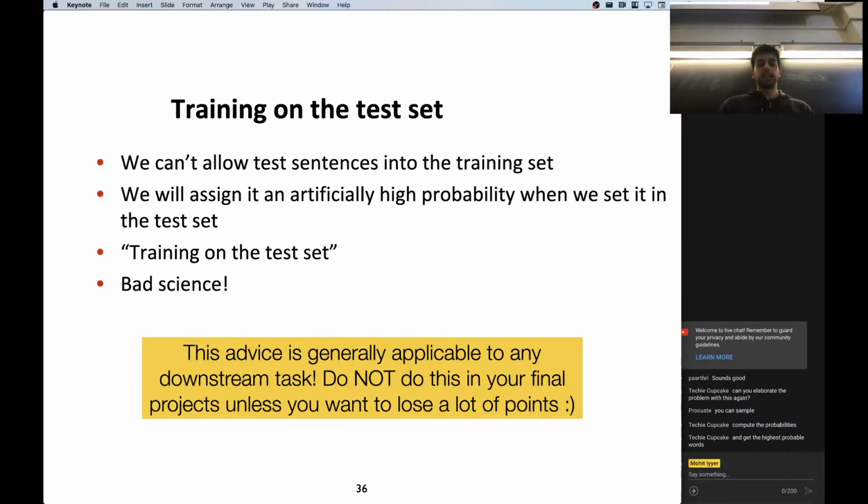Yes, that's right. Okay, so very important, just like in any other machine learning task, you cannot allow any information or sentences or text in your test set to leak into your training set. If you do this, you will artificially inflate the probability of your test set, which will cause you to draw erroneous conclusions. So do not train on your test set. Do not do this in your final projects. Be very careful about the splits that you're creating. Make sure there's no overlap. As we'll discuss later in the semester, it's actually quite difficult to do this for many NLP tasks, so you should take some care.